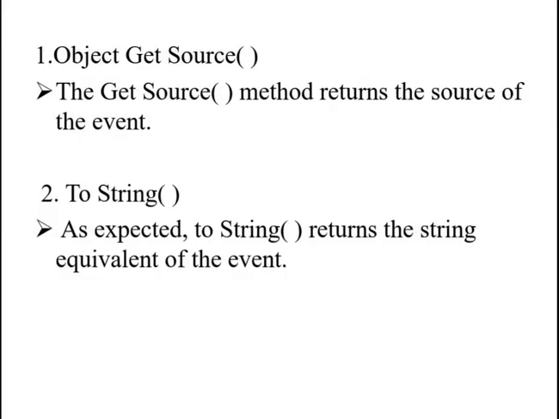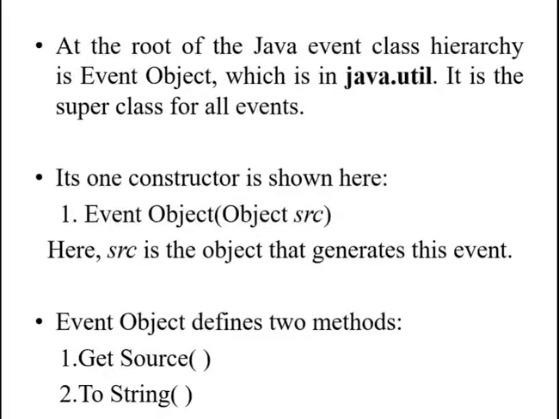The first one is Object getSource. The getSource method returns the source of the event, and the next one is toString. toString returns the string equivalent of the event. These are both the methods defined by EventObject.